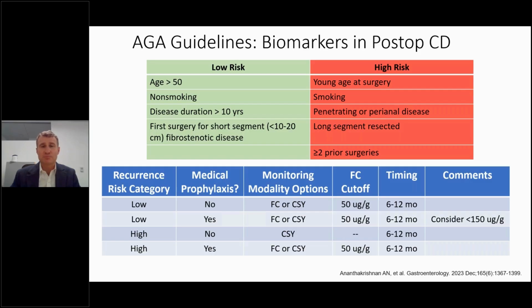Now, shifting gears to probably the majority of our patients, especially if you're in a referral-based practice, individuals who are high risk for recurrence.